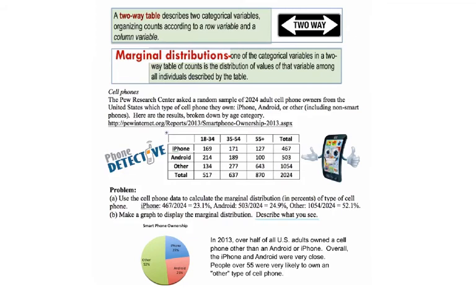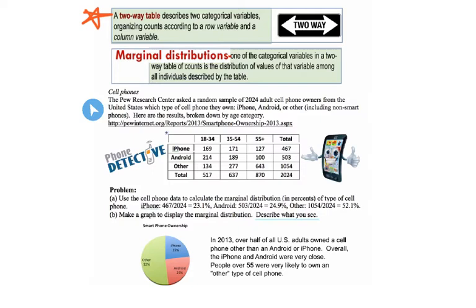Okay, that brings us to a two-way table, which we are going to see quite a bit of this year. A two-way table describes two categorical variables, organizing counts according to a row variable and a column variable. So here you can see an example of a two-way table. And here they're telling us where the data comes from.